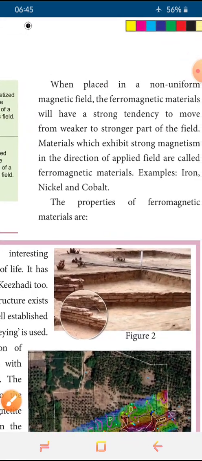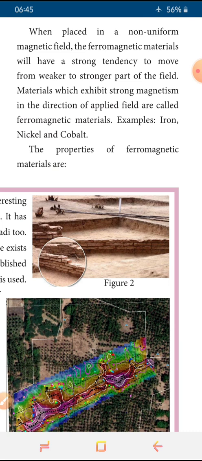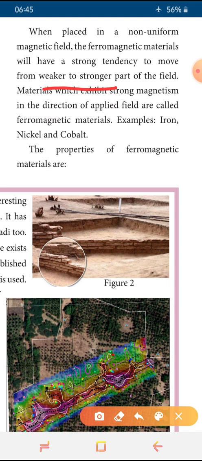Now in the second condition, when this material is placed in a non-uniform magnetic field, it has a strong tendency to move from weaker to stronger. It moves from the weaker to the stronger part of the magnetic field. We have to keep in mind that this condition happens under a strong magnetic field.